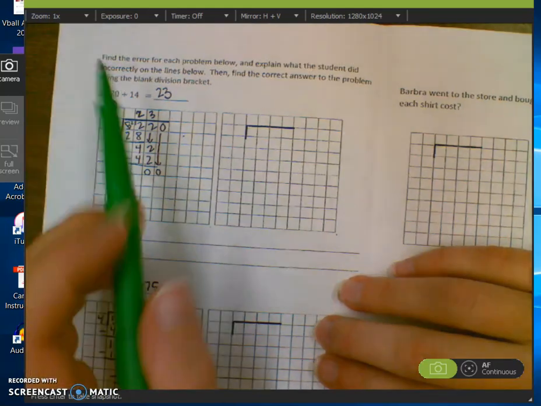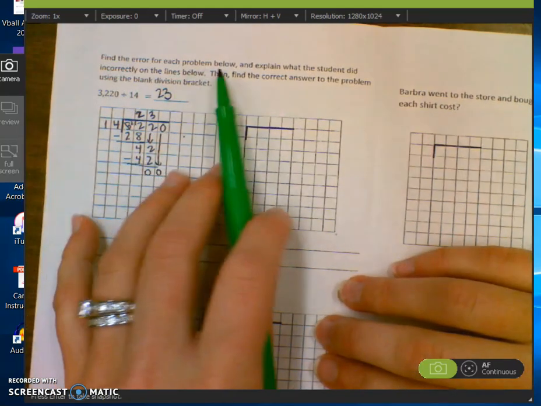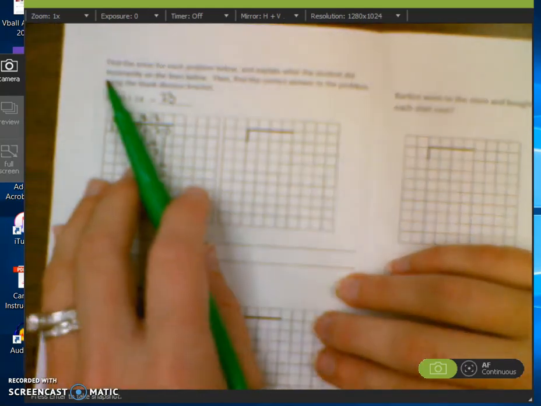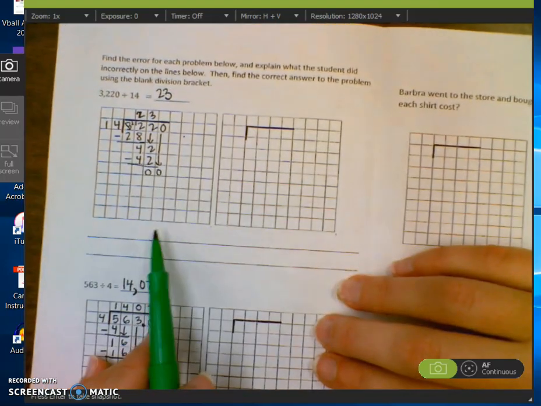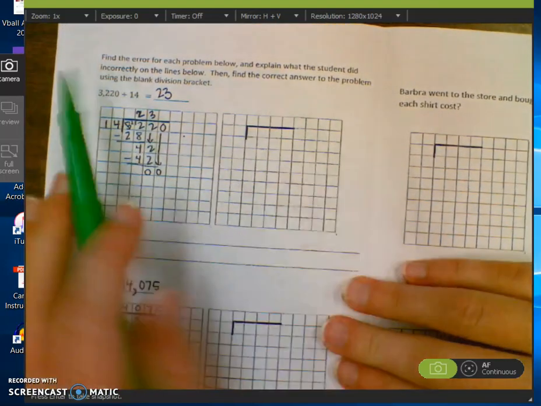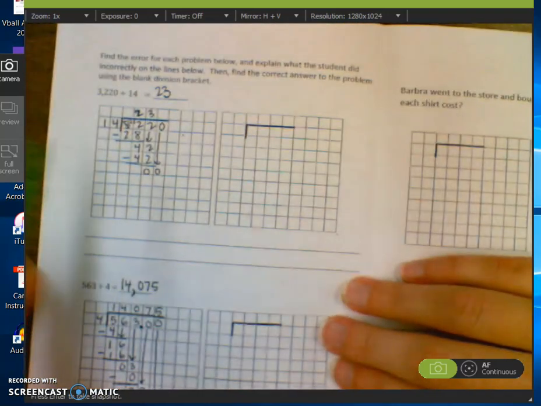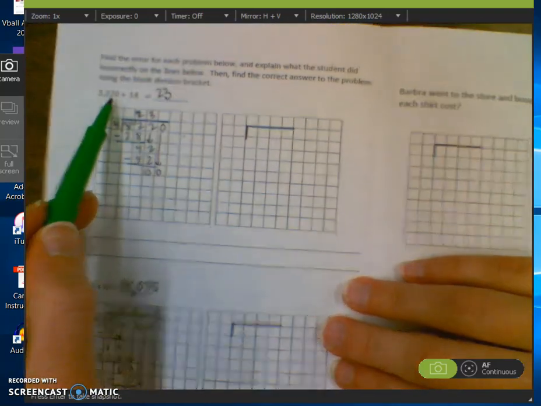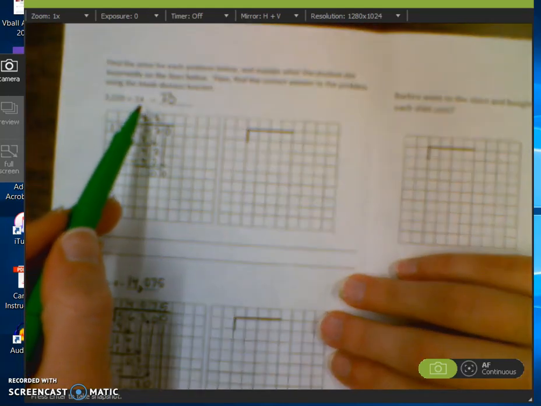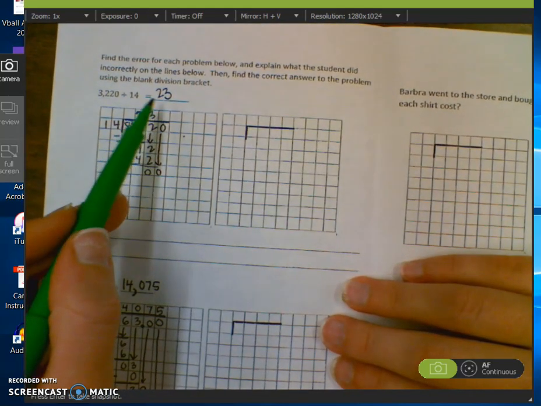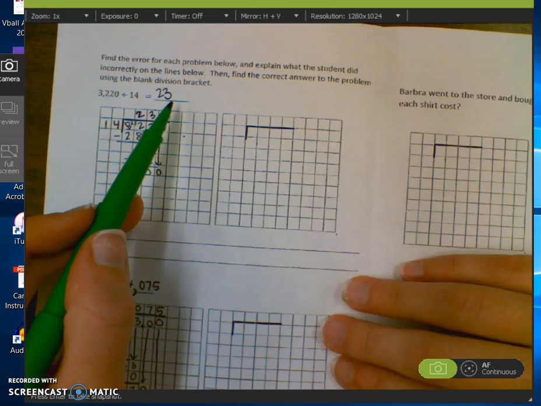If you read the directions, it says, find the error for each problem below and explain what the student did incorrectly on the lines below. Then find the correct answer to the problem using the blank division bracket. So over here, we're going to look at this, and we have 3,220 divided by 14, and they said that equals 23. So let's look at what they did.